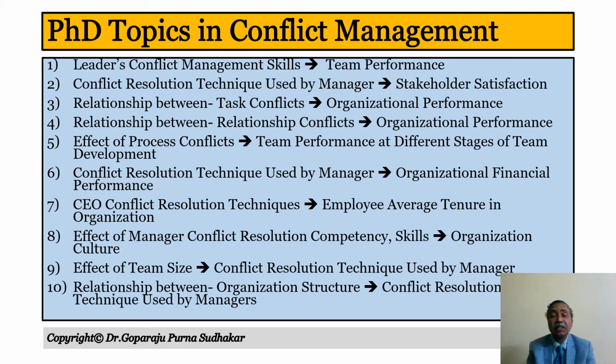That can be studied. Next, effect of team size over the conflict resolution techniques used by the manager. See, the moment you have only a 3-member team, the manager is using better conflict resolution techniques. If he has 20 members or 30 members, he may be more effective in conflict resolution. He may use confrontation. For example, if you have 2 members or 3 members, what will he do? He may compromise, or he may use another technique of avoidance or withdrawal. What is the impact of team size over the conflict resolution techniques used by the manager? That can be studied.